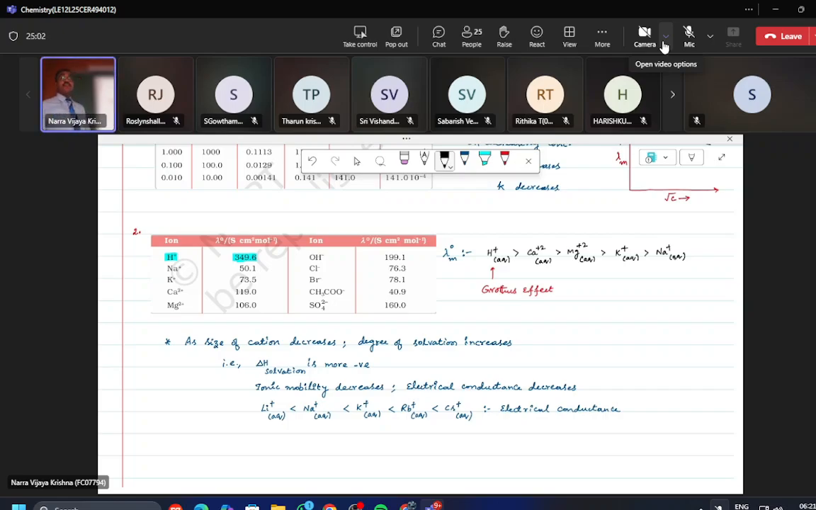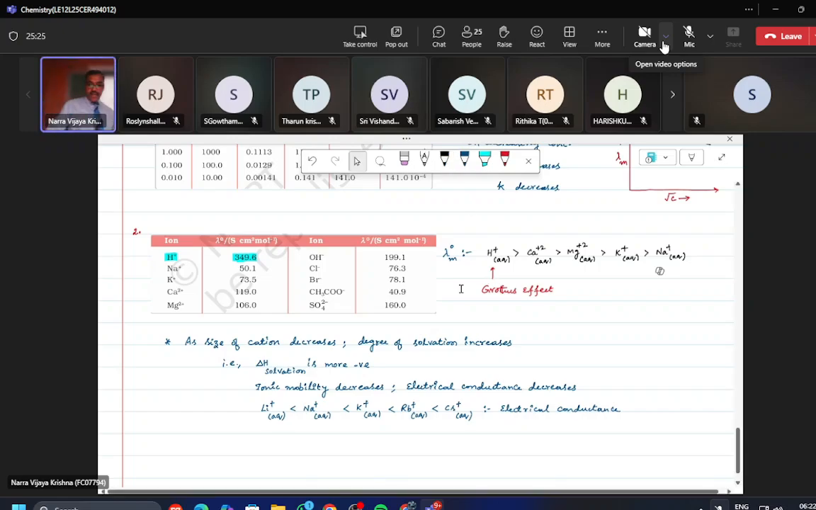Mg2+, Ca2+. Beryllium, magnesium, calcium. Compared to magnesium, what happens to the size of calcium? It is more. If size is more, what happens? The degree of hydration will be less, so electrical conductance will be high. Clear? Any questions in it?